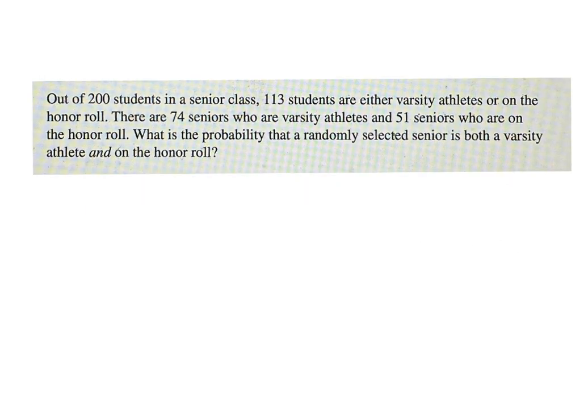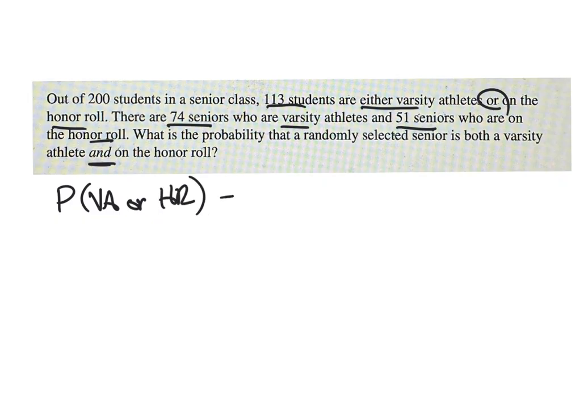All right, I'm going to show you one crazy one here where you're going to have to use the formula to find something that we actually did the other day. Okay, so here we go. It says out of 200 students in a senior class, 113 are either varsity athletes or, there's our word, on the honor roll. That's 113. That's the answer to the or. There are 74 seniors who are varsity athletes and 51 seniors who are on the honor roll. What's the probability that a randomly selected senior is both varsity and on the honor roll? They gave us the or answer. So I'm going to do our formula. Let's let probability of A, let's say varsity athlete, VA, or honor roll. And we know that already.